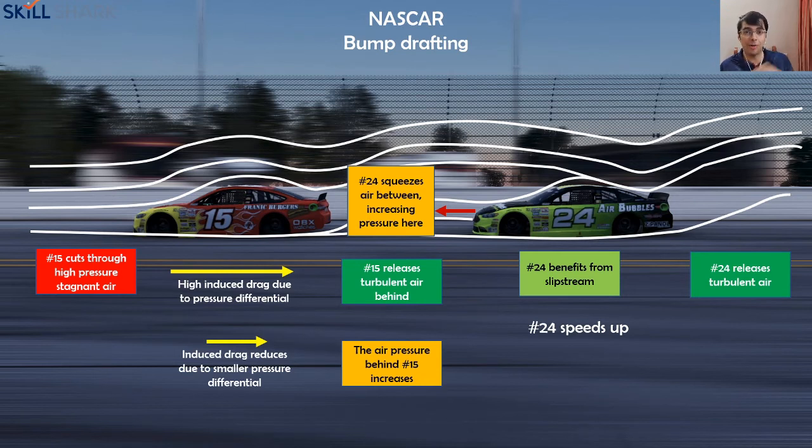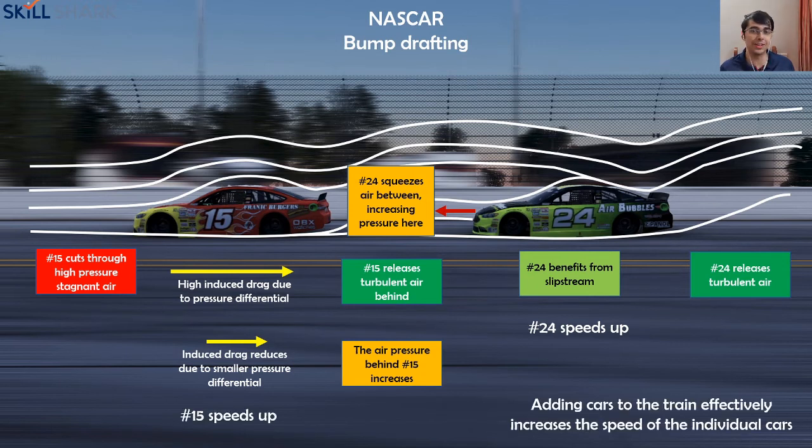You have a car following another car, and then effectively both the cars' speeds increase. It starts with the 24, the 15 picks up as well, and then both the cars continue as a train. And as you add more cars to this train, your train goes faster. So a train of 3 cars is faster than a train of 2, which is obviously faster than a car that's just running on its own. So this is how drivers use bump drafting to their advantage.